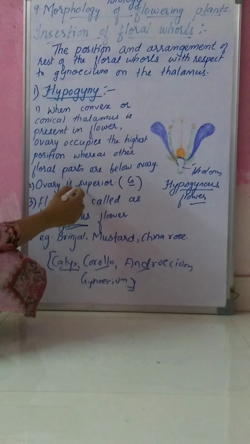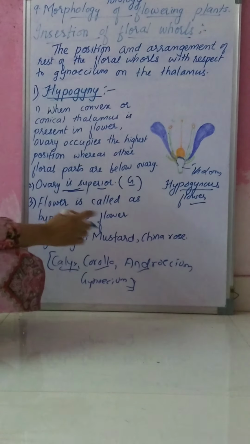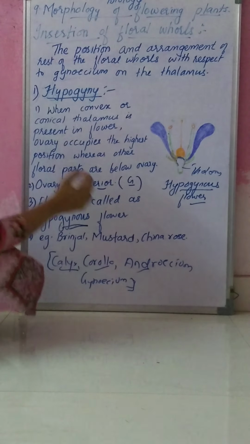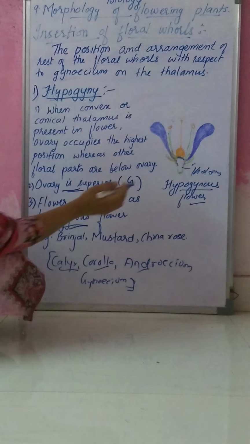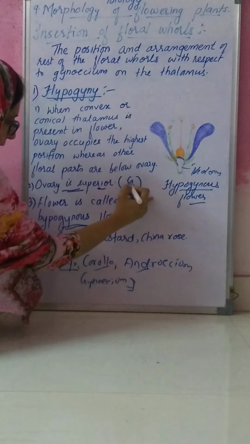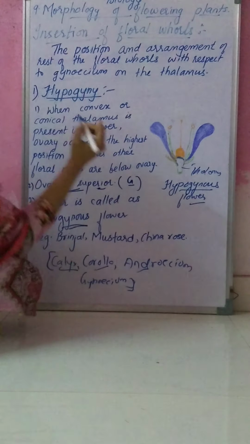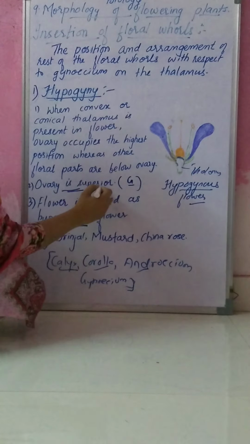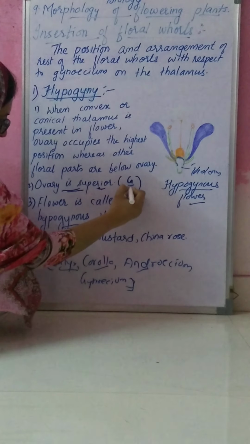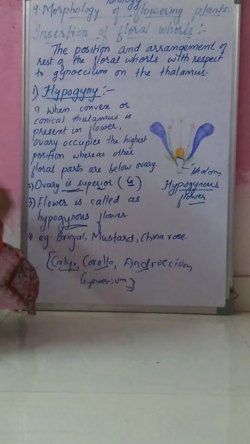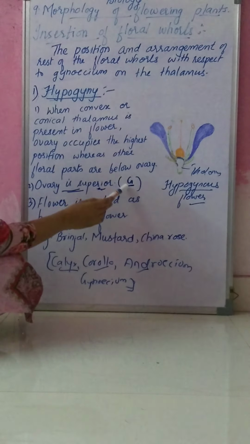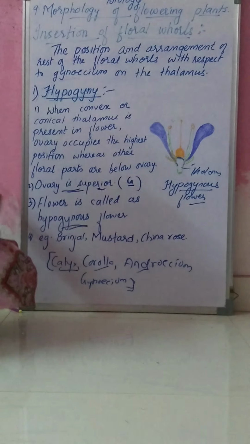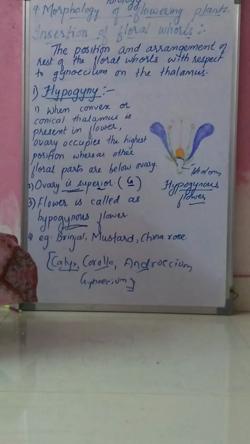Here you have seen that the ovary is present superiorly, means in the top position. If the ovary is present superiorly and we are writing the floral formula, G is for gynoecium. As the ovary is superior, it is denoted by a line which is present below G. If the line is present below G, that is gynoecium, it indicates that the ovary is superior. Here the ovary is superior.